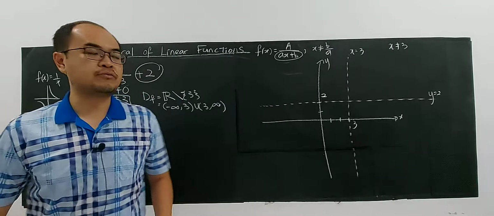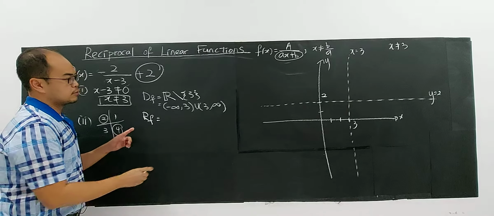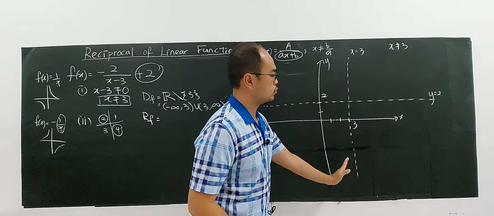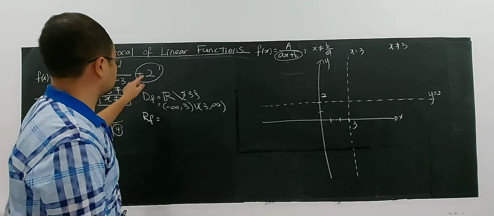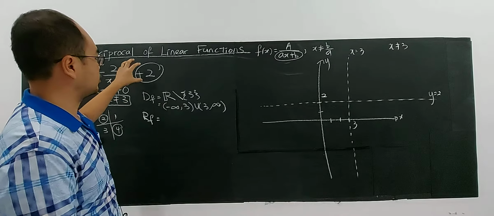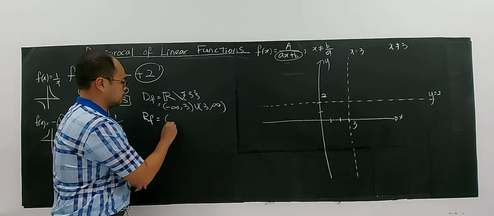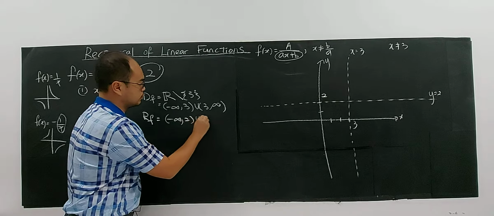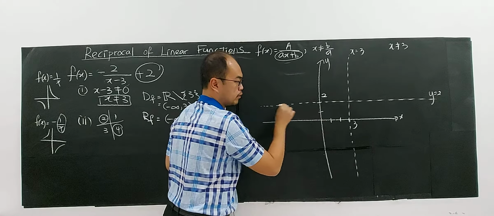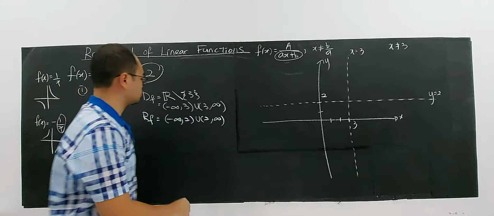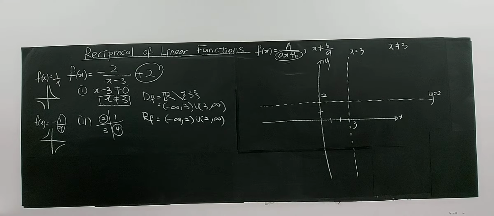So actually, without sketching the graph, you already know the range. Range means what values y cannot take. You know x cannot take 3, so for the range, you cannot take 2. The shortcut is this: if you see there is a plus 2 here, you draw the horizontal asymptote, and y cannot take 2. That means negative infinity up to 2, union 2 to infinity. It means the graph won't intersect the line y equals 2. Then you can start sketching the graph now.